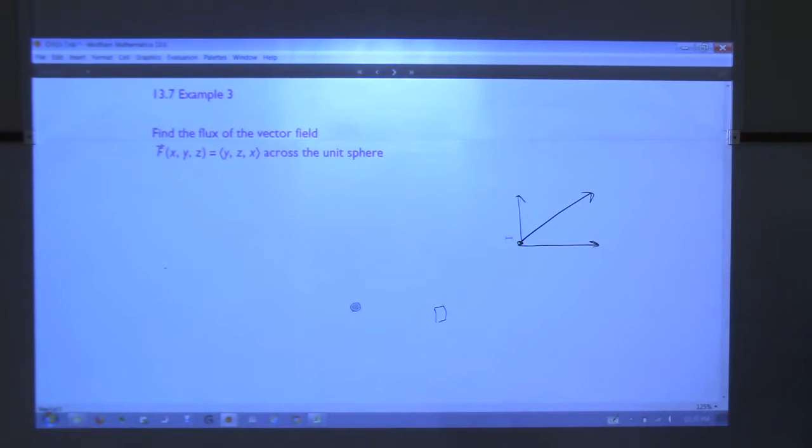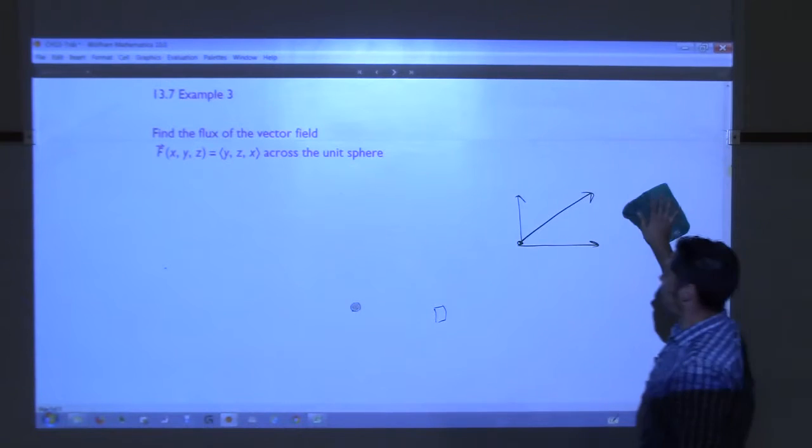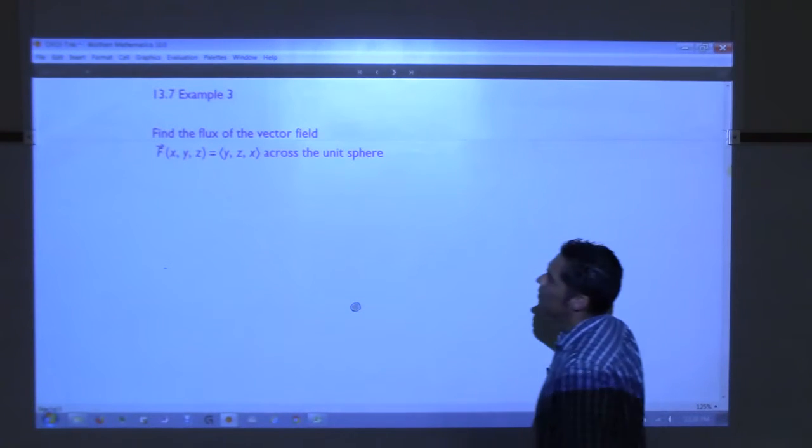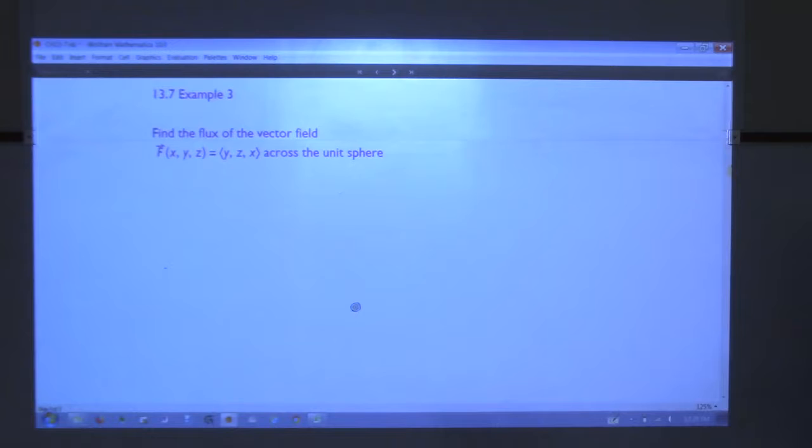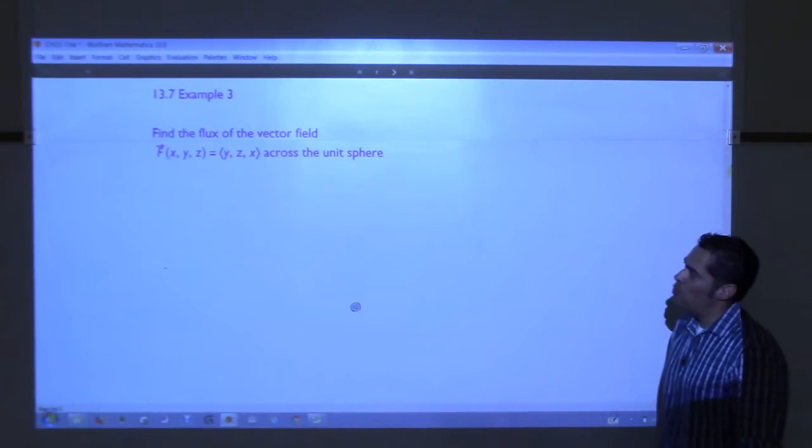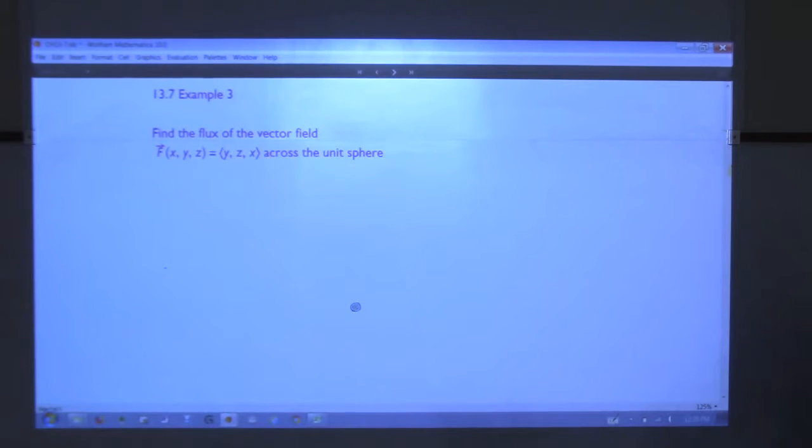Remember the two formulas. Find the flux of the vector field F of x, y, z equals <y, z, x> across the unit sphere. So good old unit sphere again.